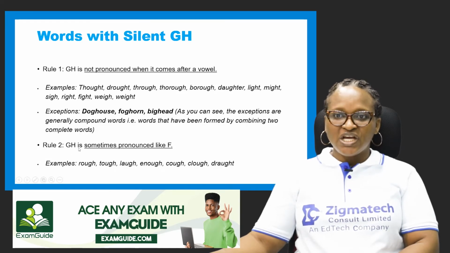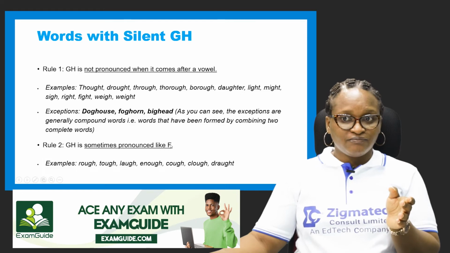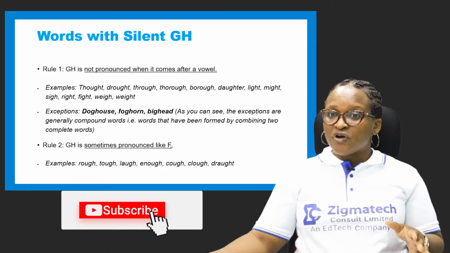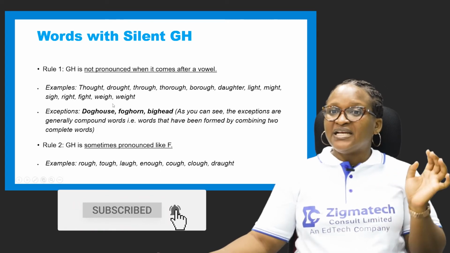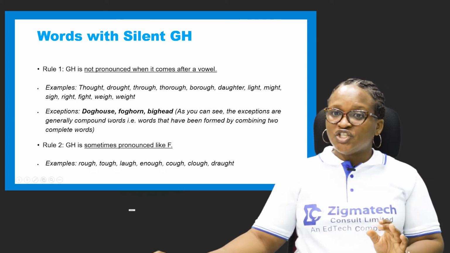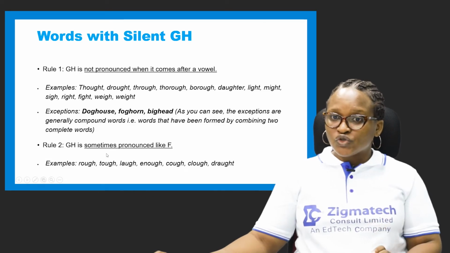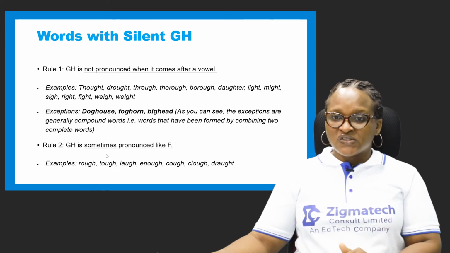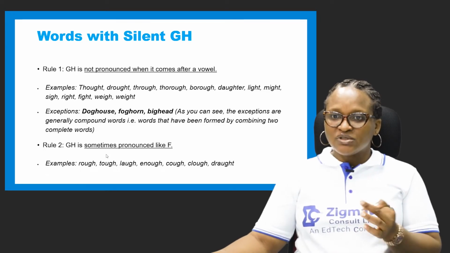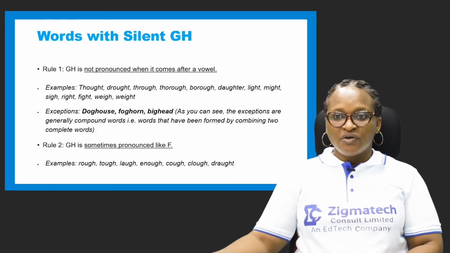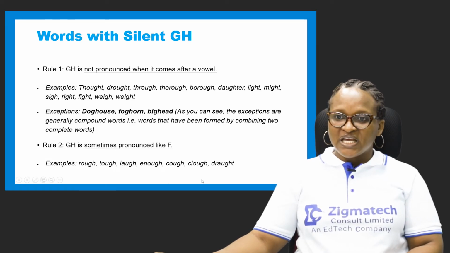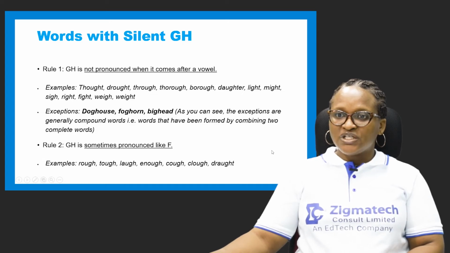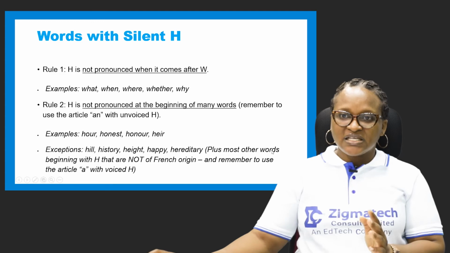Now, GH is sometimes pronounced like F. Yes, sometimes it's pronounced as F. Remember, initially we said that they are not pronounced at all. Then we saw where the G is pronounced. Now we also see a case of the GH being given another sound. Not that it's not sounded, but it sounds as F. Rough, tough, laugh, enough, cough, and draft. So these are examples where they sound as F.